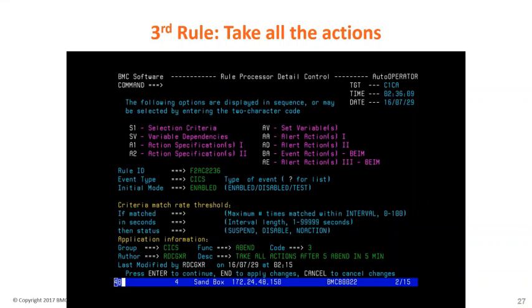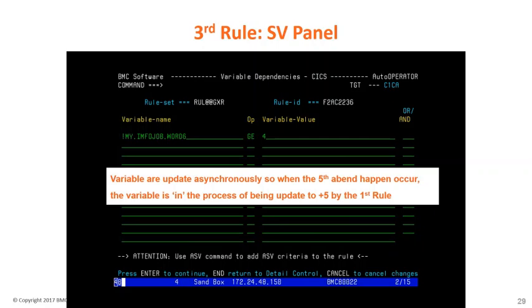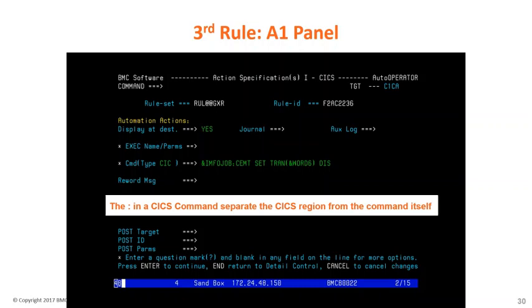And now we need to define our third rule, which will take action to correct the CICS condition. So again, we're trapping the same message ID from the same TDQ and regions. And here in the variable dependencies, we're just verifying that the variable we've been setting is greater than 4. So this has occurred 5 times. And when it does, you can see here in the command type field, we have CIC for CICS. Then we issue the CICS region : and the command to disable the transaction.